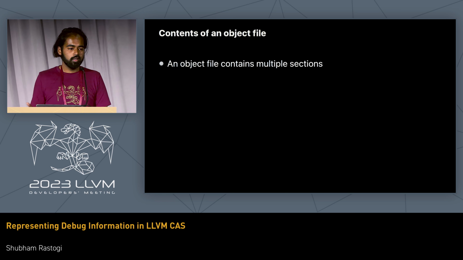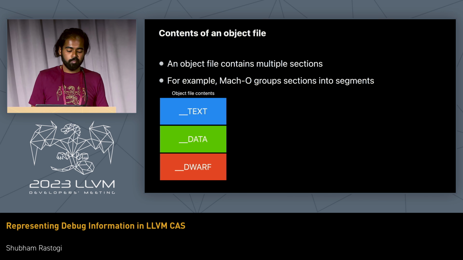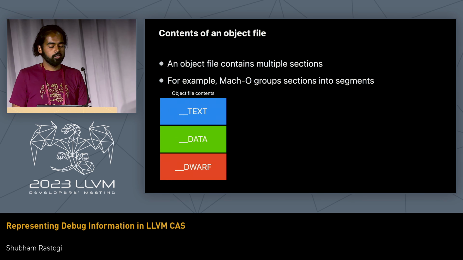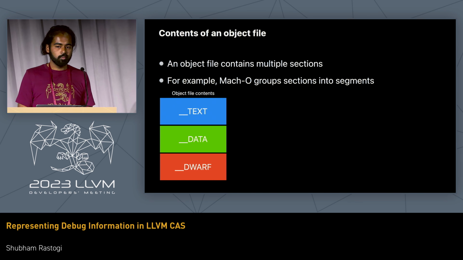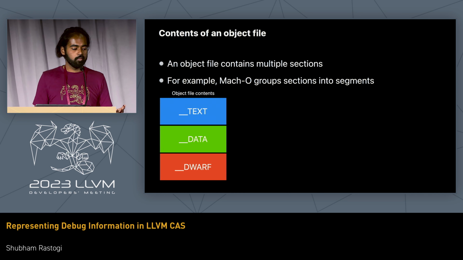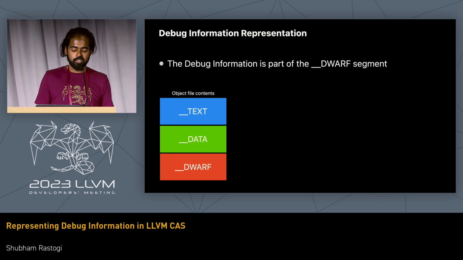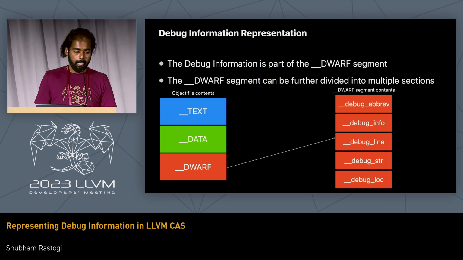So let's look at what the contents of an object file look like in some brief detail. An object file contains multiple sections. For example, the Mach-O object file format groups sections into segments, such as the text segment, the data segment, the DWARF segment, etc. The debug information is part of the DWARF segment, and it can be further divided into multiple sections such as the debug abbreviation section, debug info section, debug line section, and so on.